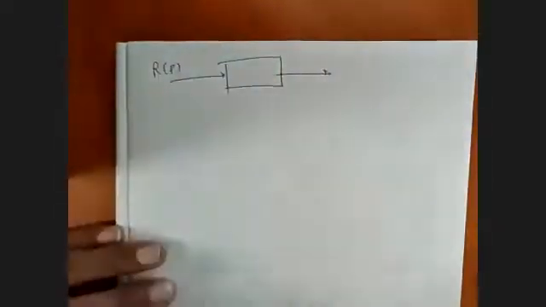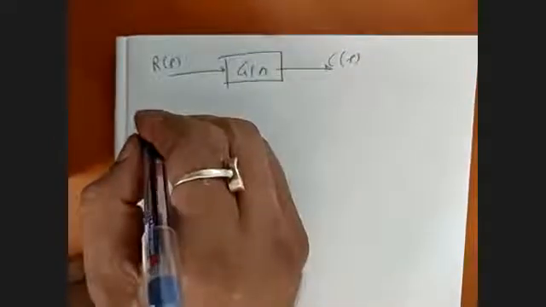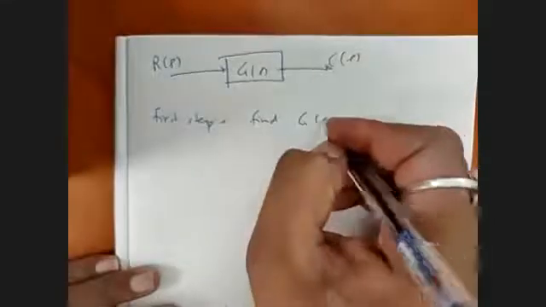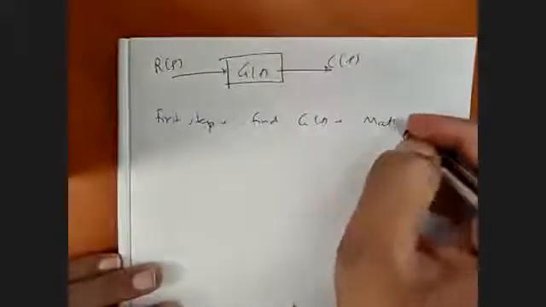So we have a system. We are applying an input. This is your system and we have to find out C(s). So for any system, the first step is to find G(s). That means the mathematical model of the system.